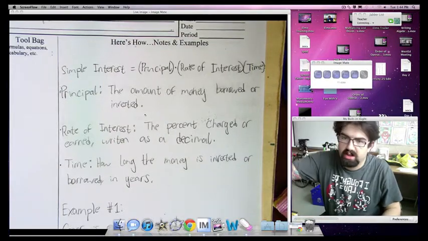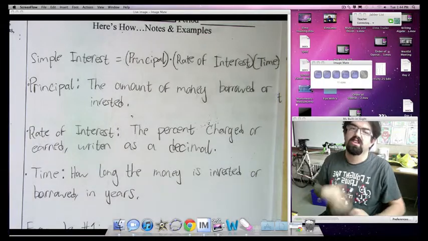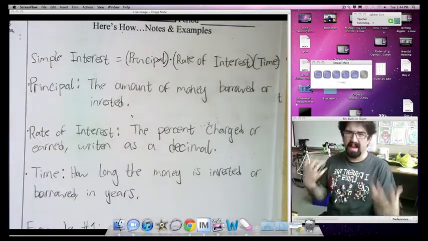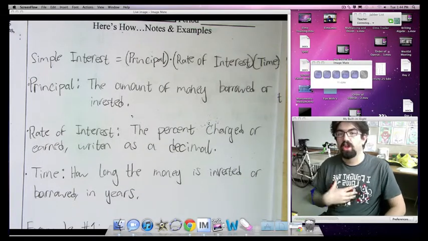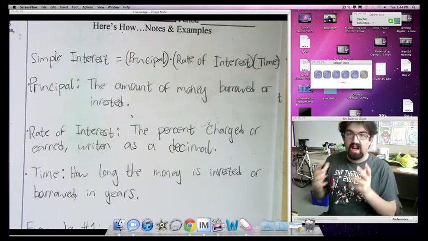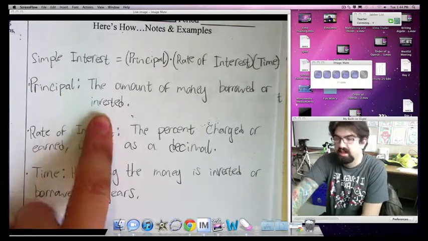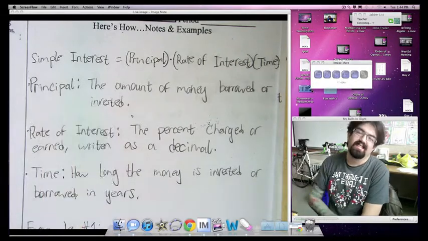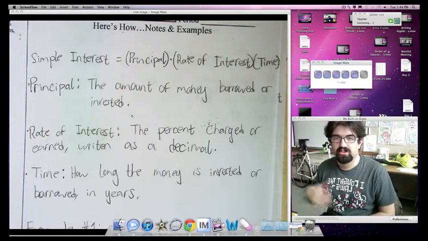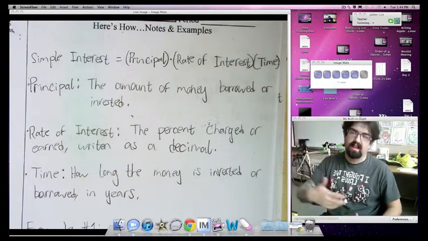The equation, for lack of a better word, the way you find simple interest is this equation. So you want to write this down. Simple interest is the amount that you're going to make, or if you take a loan and borrow money from someone, this is the extra money you would have to pay back. Principal, it's not Miss Sarah Melly. It is the amount of money borrowed or invested. So if you borrowed $5,000, that's the principal. If you invested $1,000, then $1,000 would be your principal.